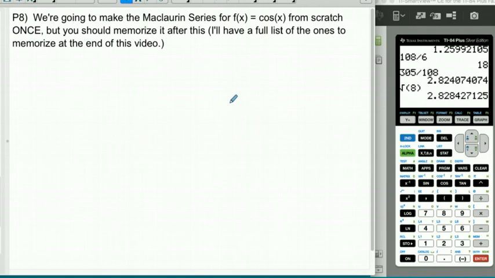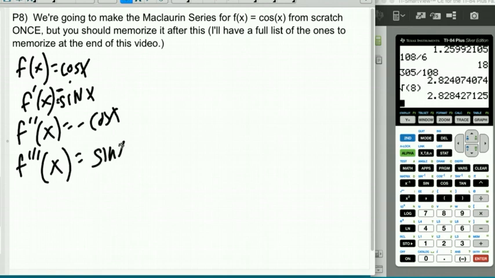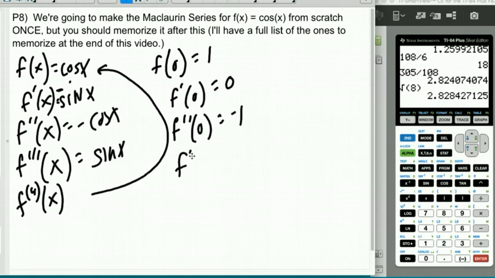If you do the same thing with cosine, I want you to try it from scratch once, but then you should absolutely memorize it. So if f of x is cosine, f prime of x is negative sine, my bad, that's a negative. F double prime of x would be negative cosine. F triple prime of x would be sine, and then it loops back. So the fourth derivative loops back to here. So f of 0 is 1, f prime of 0 is 0, f double prime of 0 is negative 1, f triple prime of 0 is 0, and then it loops back with the fourth derivative and so on.